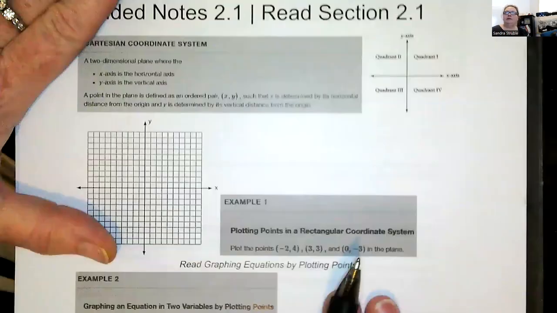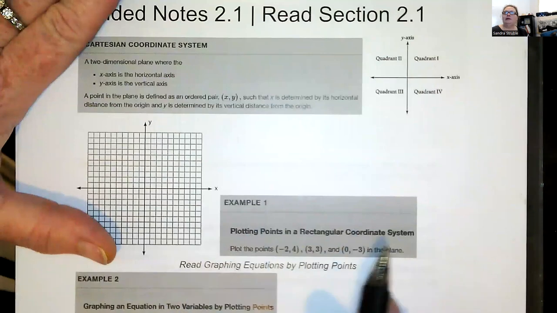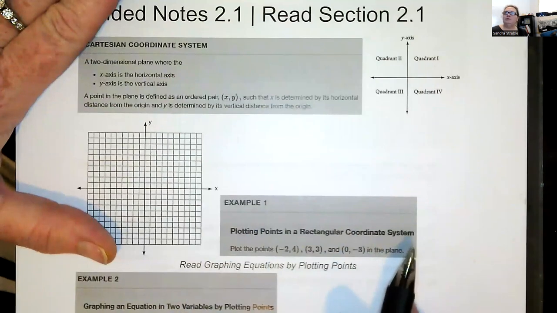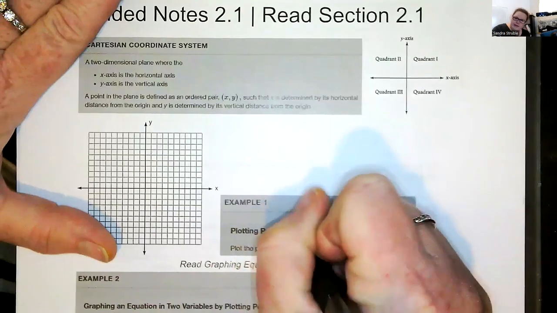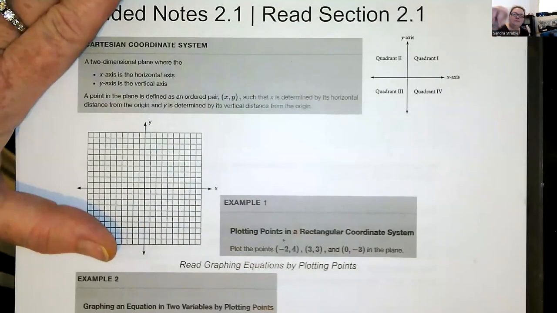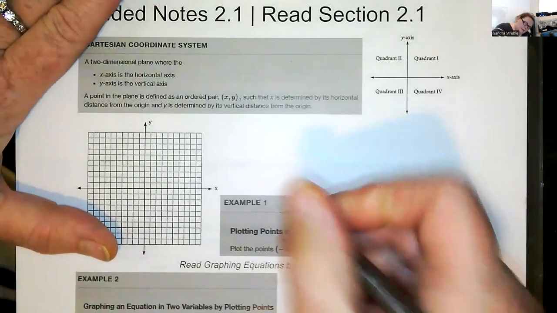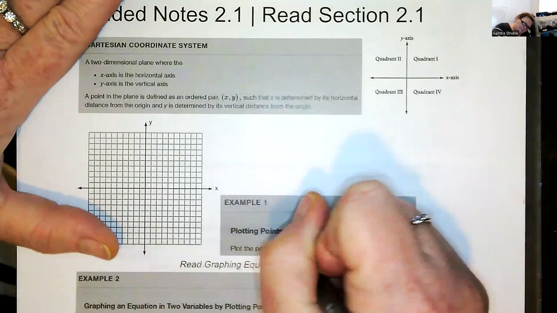All right, so let's look at this first one. Plotting points in a rectangular coordinate system. Let's get you comfortable with this. And this is just x and y. If I can find a pen that works, hold up. And that's not a pen. All right, x and y.